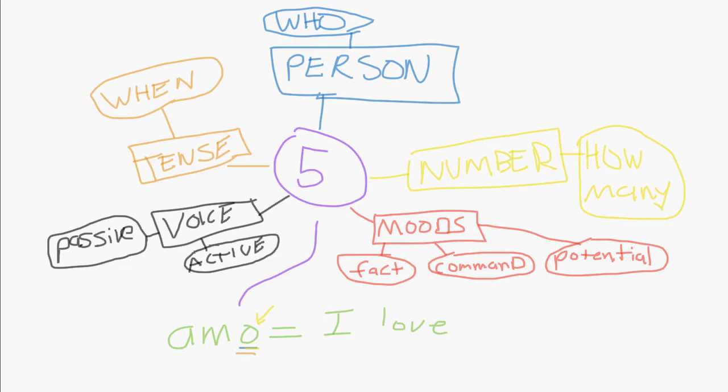In closing, this video introduced the 5 fundamental parts of finite classical verbs: their person, number, tense, mood, and voice.